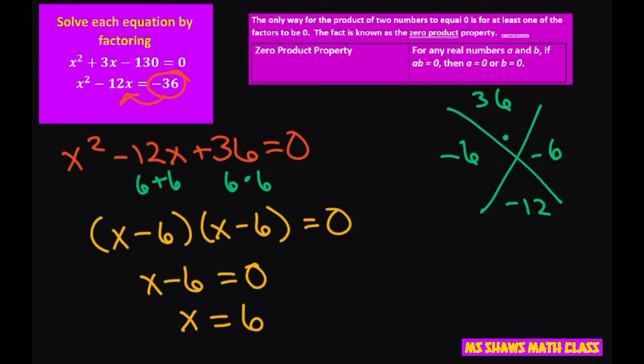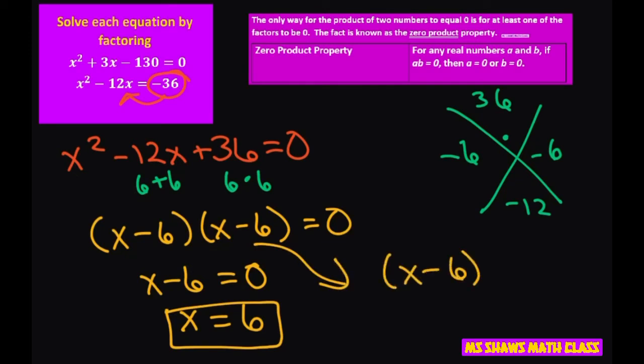Means if I plug in 6 in both of these, I get 0. So we only have one solution. You can also write this as x minus 6 squared equals 0.